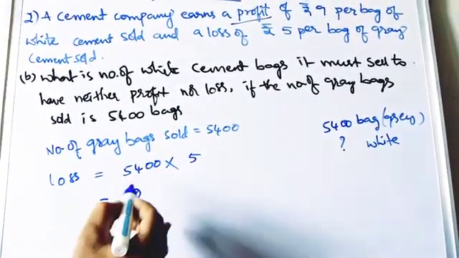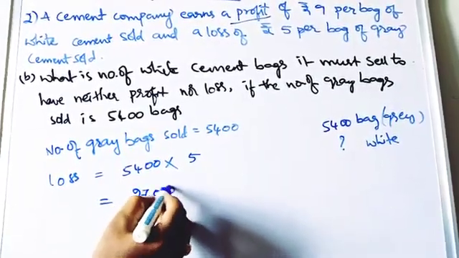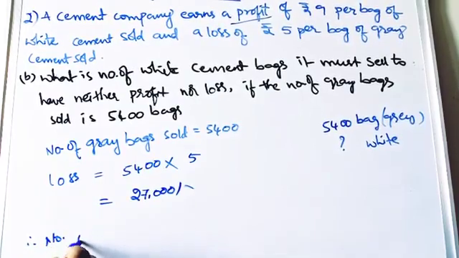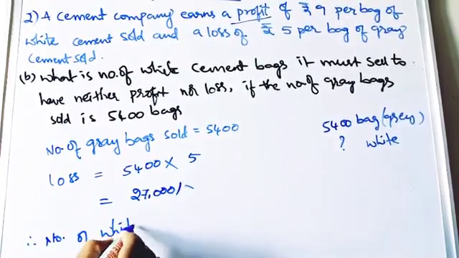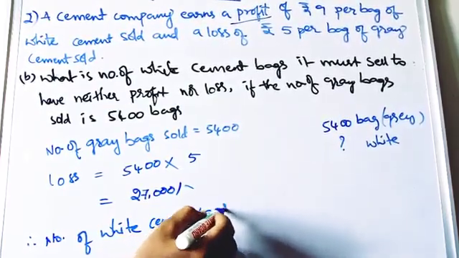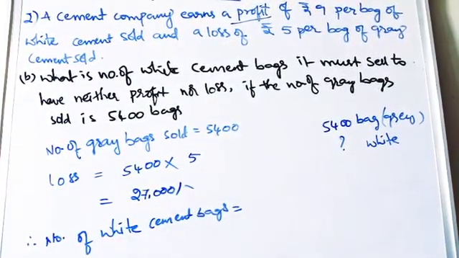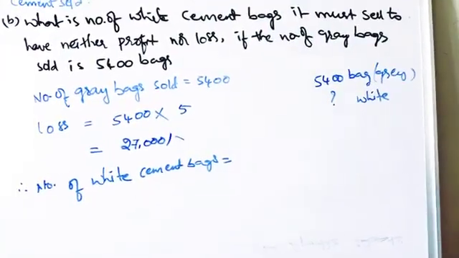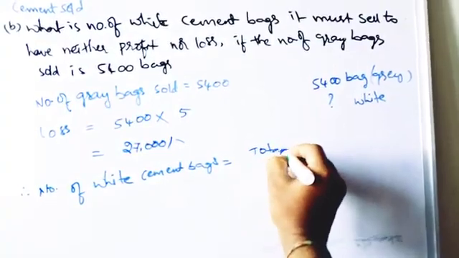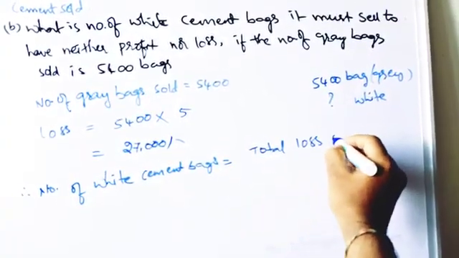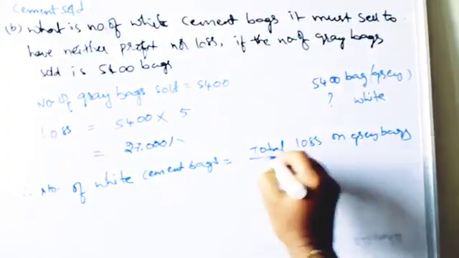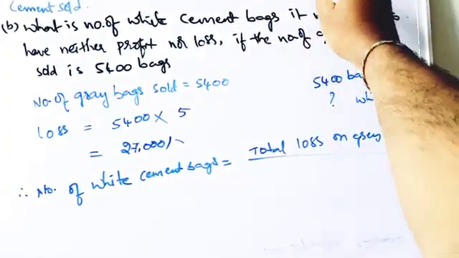So here you will get 27,000 rupees loss. So therefore, the number of white cement bags is equal to the total loss on gray bags by, we are going to take the 9 rupees here.